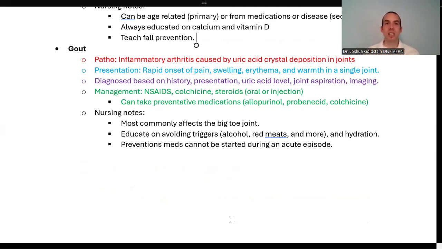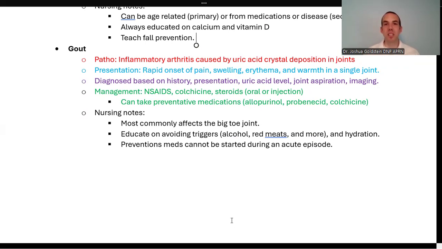The presentation is going to be a rapid onset of pain, swelling, erythema, and warmth in a joint. It's usually going to be one single isolated joint. And in most cases, these patients have had this happen multiple times in the past. In most cases, the second it happens, they already know it's gout. They're already coming looking for their medication.